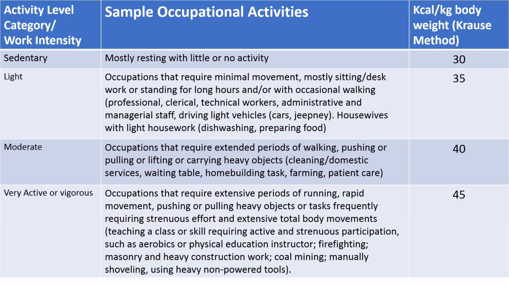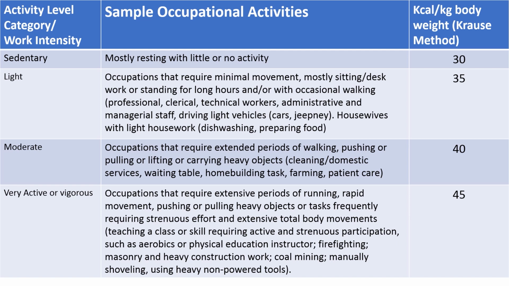This table presents the activity level and the sample occupational activities under it. Sedentary activities are mostly resting or sitting with little or no activity. For light activities, these are occupations that require minimal movement, mostly sitting or desk work, or standing for long hours, and/or with occasional walking: professional, clerical, technical workers, administrative or managerial staff, driving light vehicles like cars or jeepney, housewives with light housework, dishwashing or preparing of food.